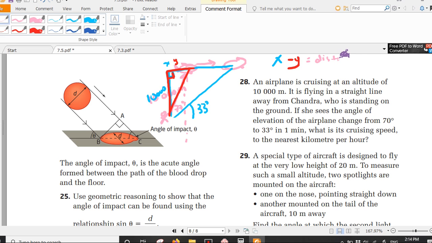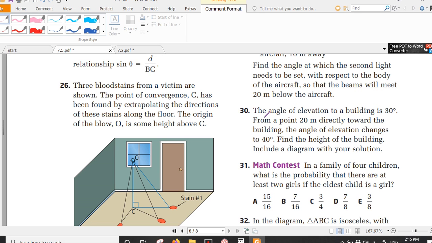distance. And then to find the cruising speed, it would be distance in meters per 1 minute. So that's meters per minute, and then you just have to convert that to kilometers per hour. Okay.